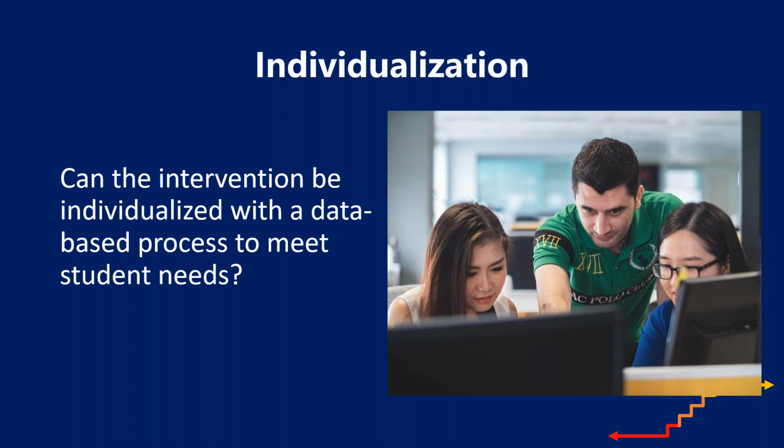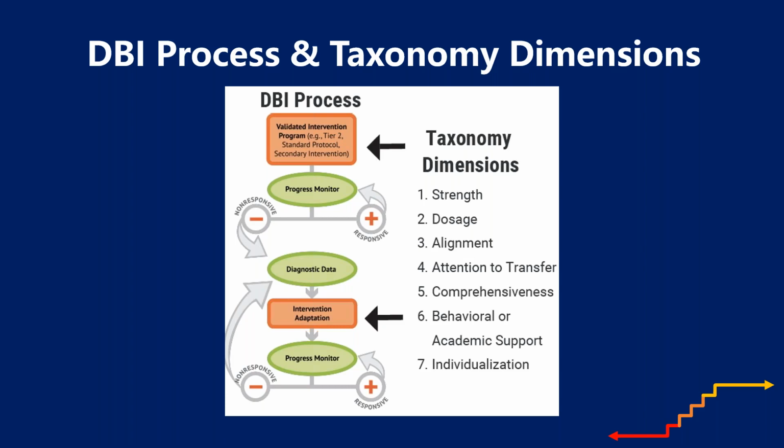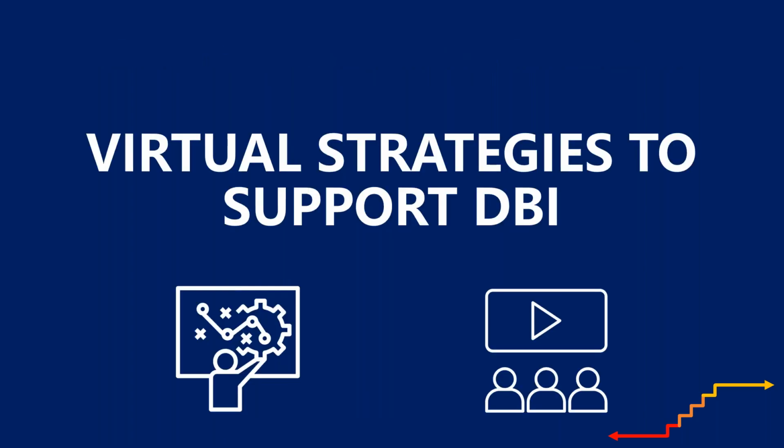So those are the seven dimensions of the taxonomy of intervention intensity. Dr., do you mind going to the next slide? All seven dimensions of the taxonomy of intervention intensity are actually embedded through the five steps of DBI. The next section is going to share with you some ways to layer virtual interventions with the in-person.